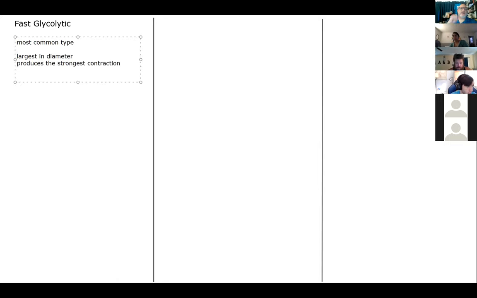Excellent. With a name like FAST, what do you think FAST refers to? The speed of the myosin heads? Yeah, exactly. So this contains fast myosin. And of course, if it has fast myosin heads, what does that tell us about the speed of the contraction? Fast contraction. So notice these fast glycolytic cells are able to produce a very fast and a very powerful contraction.